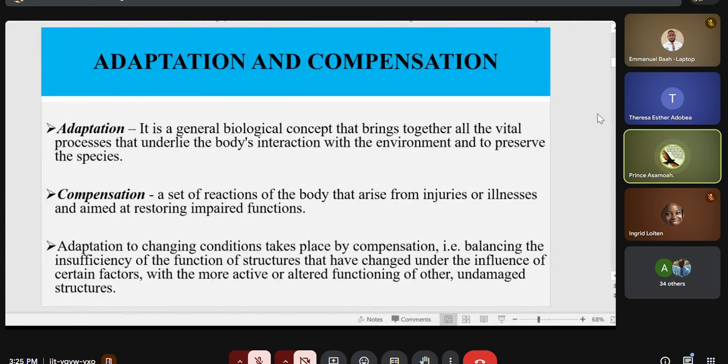Now, when you come to compensation, the cells have been injured already, and the body is trying as much as possible not to allow the cells to die. That one becomes compensatory mechanism, cellular compensation. Okay, so now let me give an example so that you can understand.